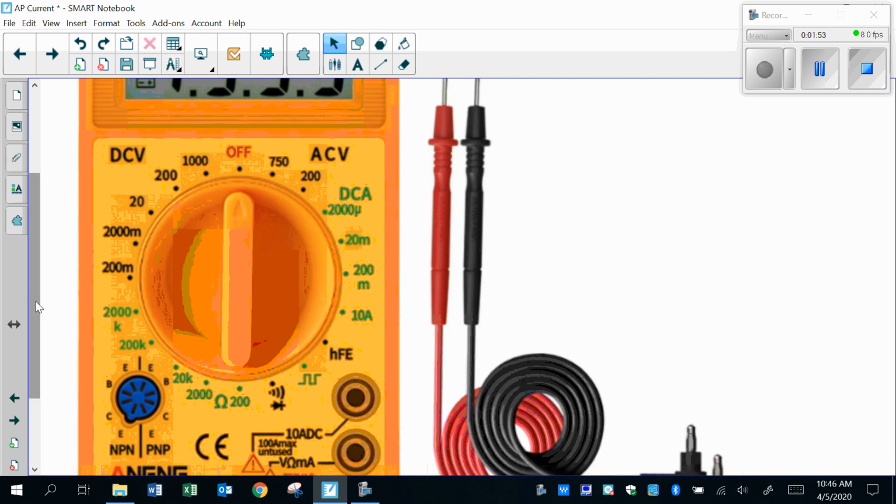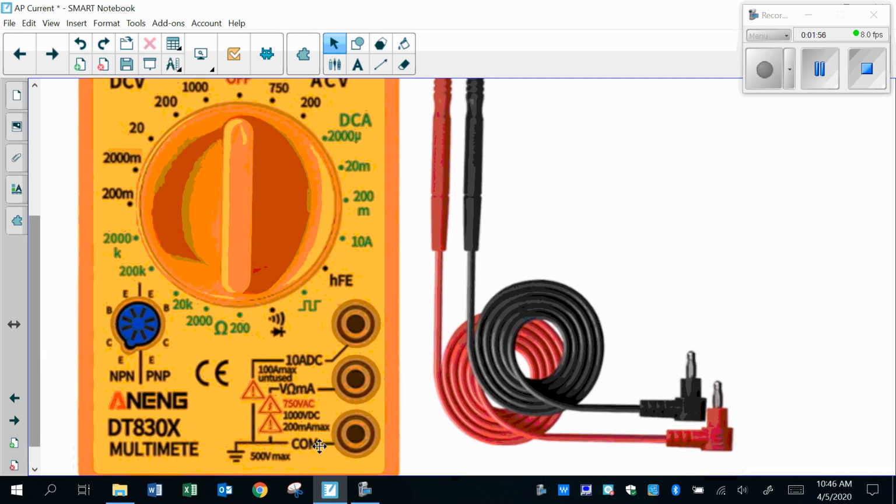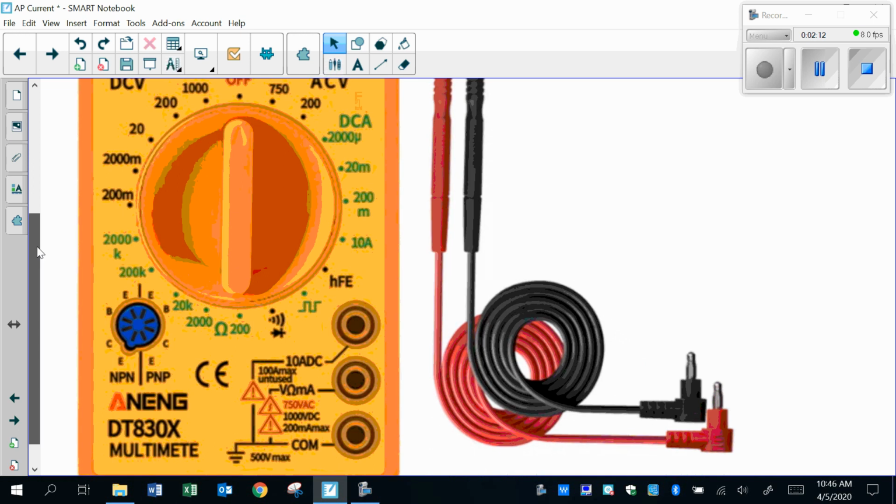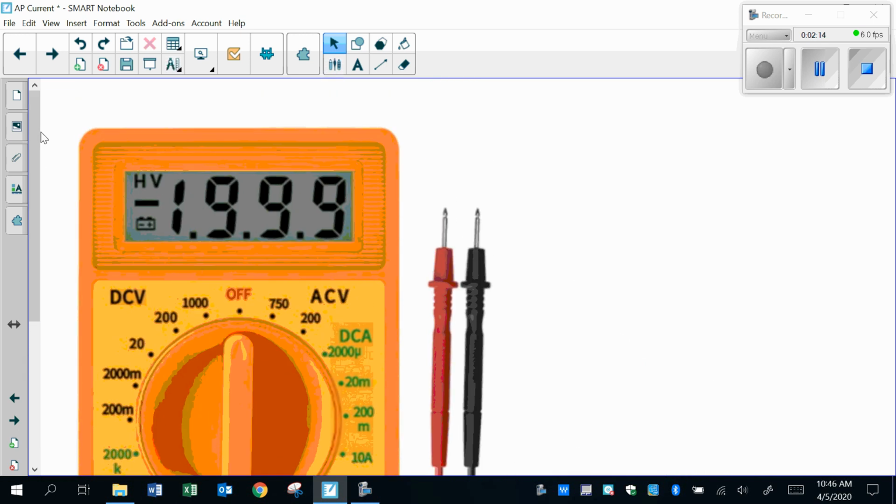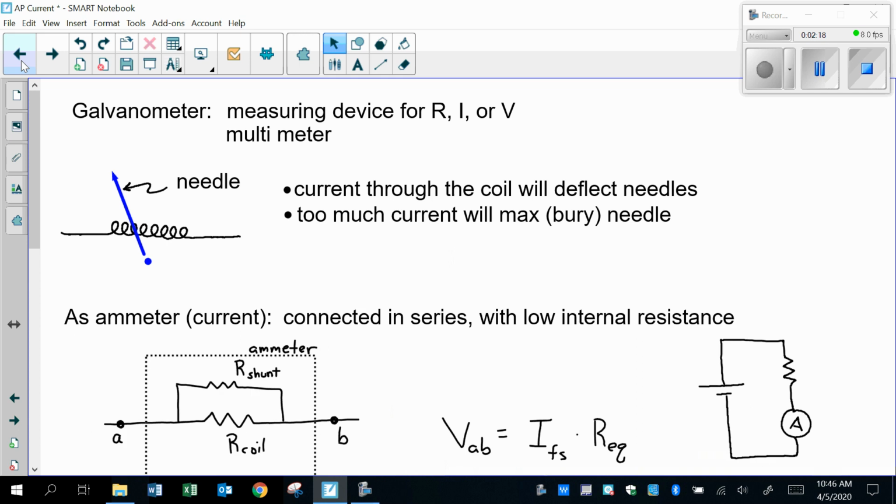There are a few holes at the bottom into which you would plug in. You've got the common black wire for your ground, and then you would plug in the red wire depending on what it is you wanted to measure, whether it was your current up here, your voltage down here, whatever happens to be. So that is commonly referred to as a multimeter. In our class, we've really only used it as a voltmeter, which is why I always call it a voltmeter.